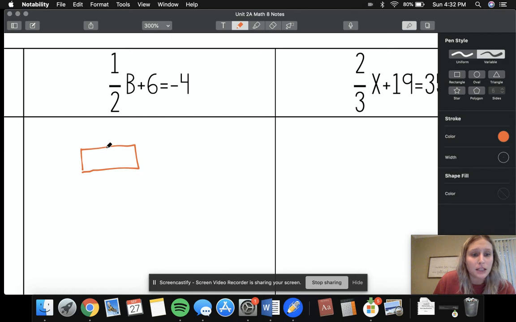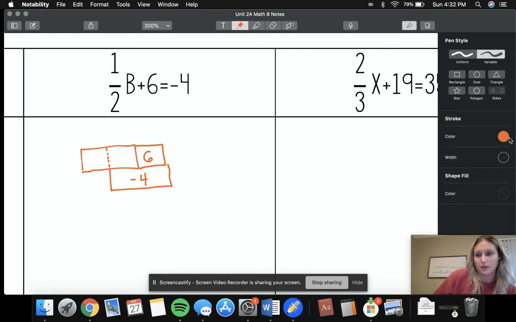So I'm going to say that this is half the b. Okay, so here's half a b. Then from there, we're adding 6 to that something, and that needs to equal negative 4. Okay, so here's half the b, because it's not a full b, it's half a b. And we add 6 to it, so this full amount has to equal negative 4.